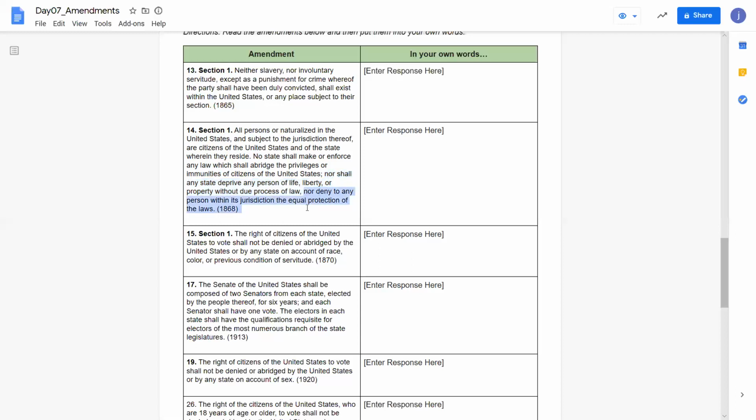And the last part: nor deny to any person within its jurisdiction the equal protection of the laws. So as a citizen, you get what's called equal protection of the laws, meaning there are no special privileges for anybody. If you are a citizen, the laws are going to apply to you the exact same way. So if you're a citizen of the United States and you stole something, you're going to get a punishment for that crime.